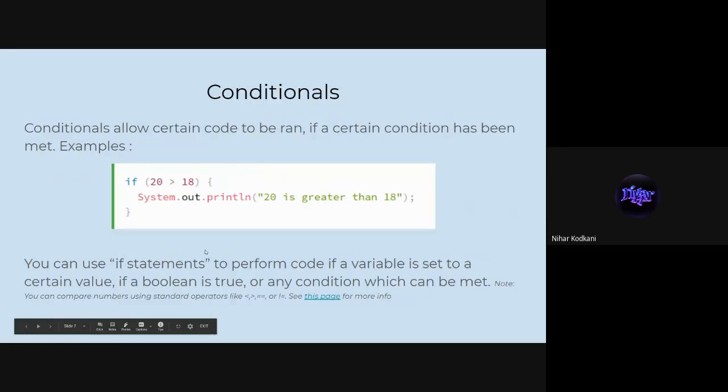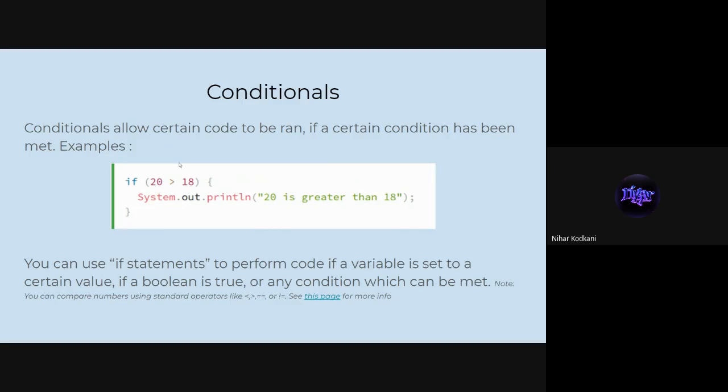All right, so next is conditionals. A conditional is kind of self-explanatory. It basically allows certain code to be run if a condition has been met. This is the actual syntax, or how you write a conditional, and this is an if statement. You call it an if statement since it has an if right here, and this is saying if 20 is greater than 18, run this code.